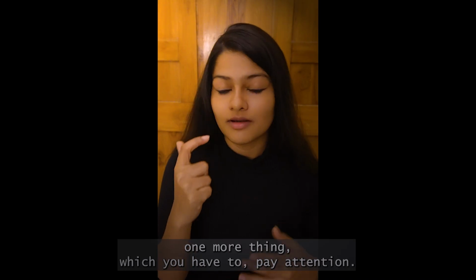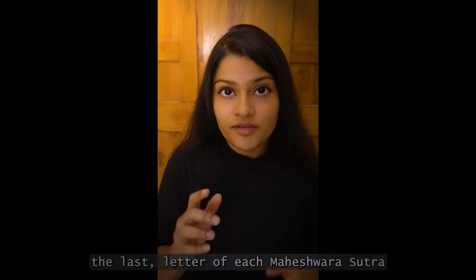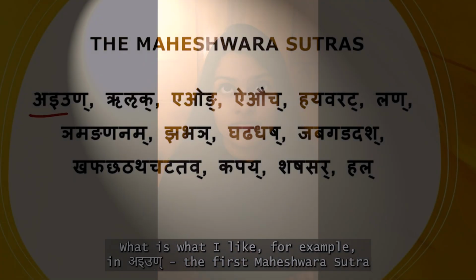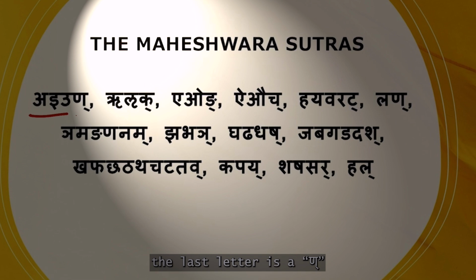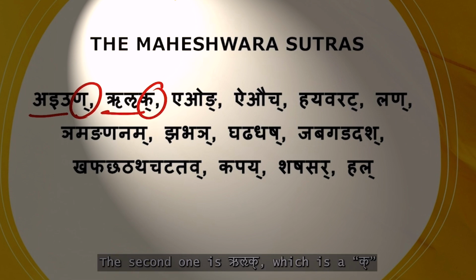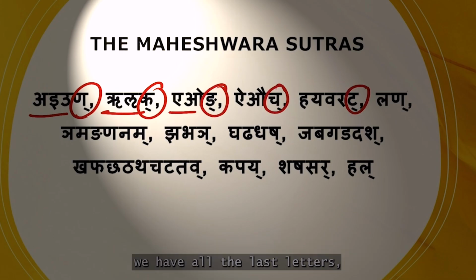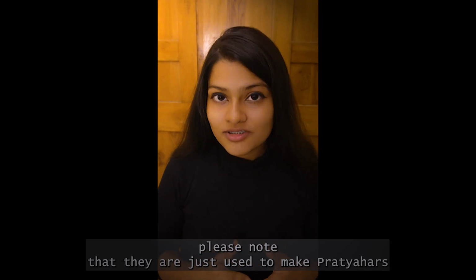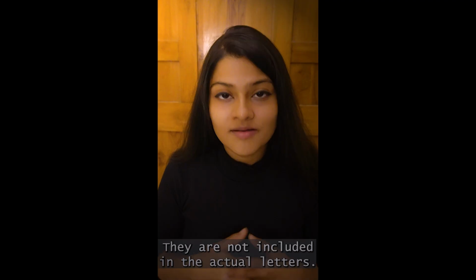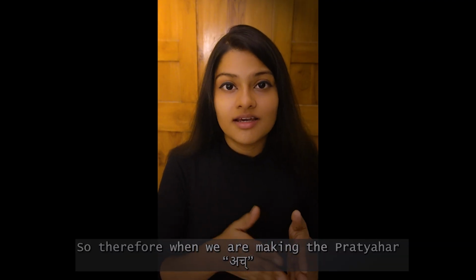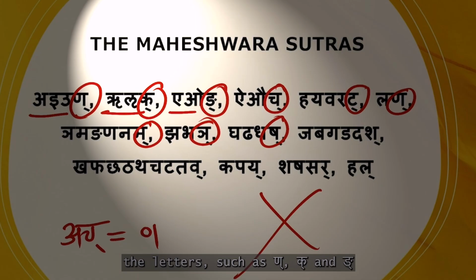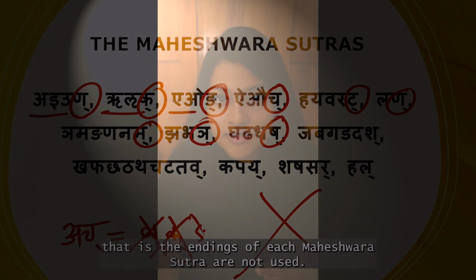One more thing you have to pay attention to is the last letter of each Maheshvara Sutra. For example, in A-I-Un, the first Maheshvara Sutra, the last letter is Na. The second one is Rilrik, which ends in Ka. The third Maheshvara Sutra is E-Ung, so the last letter is Nga. Like that we have all the last letters. Please note that they are just used to make pratyahars. They are not included in the actual letters. So when we are making the pratyahar Ach, the letters such as Na, Ka and Nga, the endings of each Maheshvara Sutra, are not used.